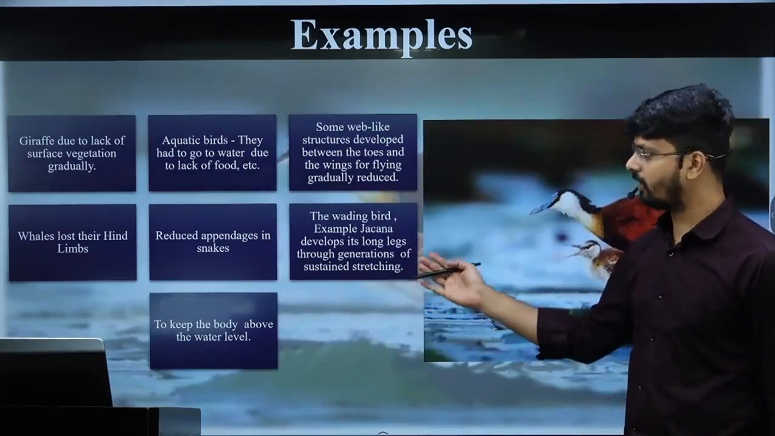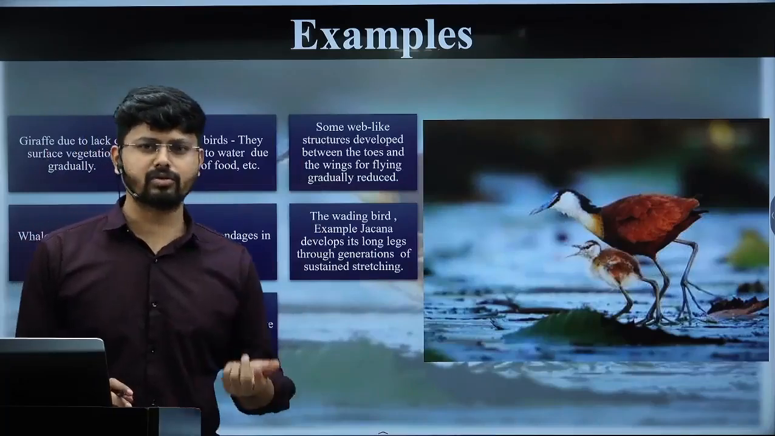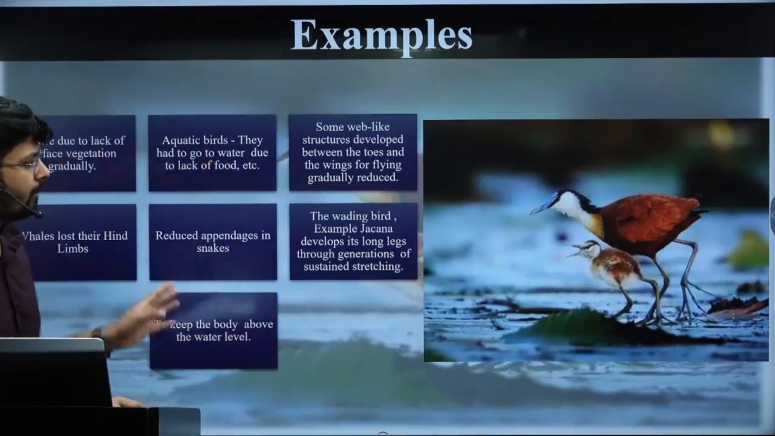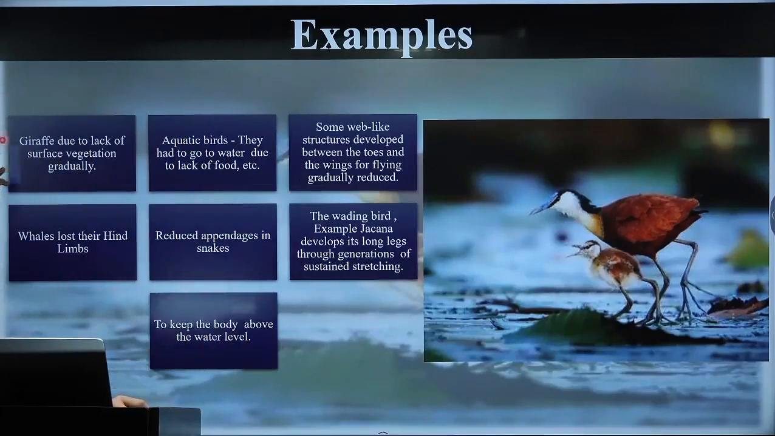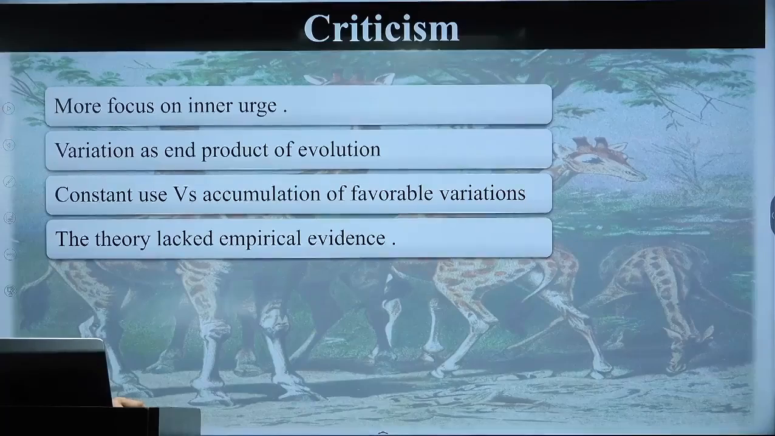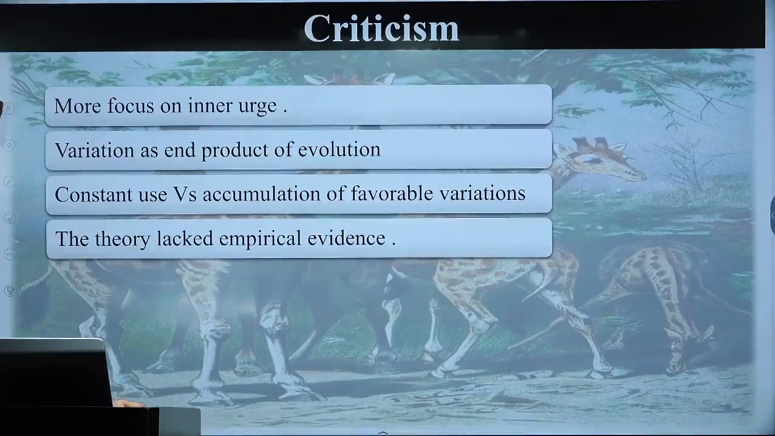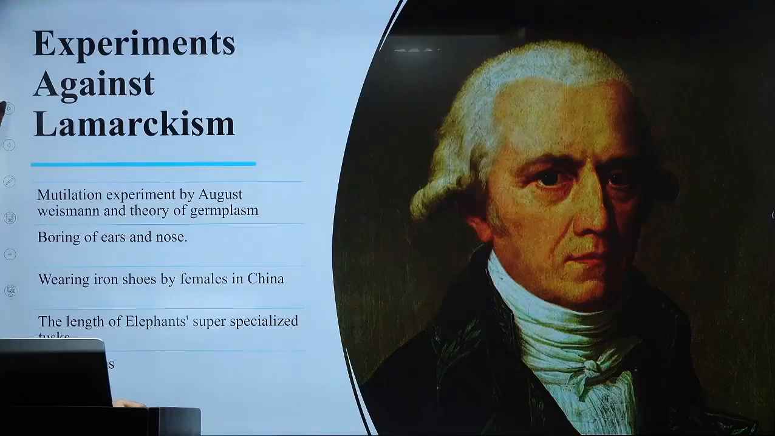There are other examples also. If you want, you can note them down. We have already discussed two examples, one for use and the other for disuse. That would be sufficient, but if you want more, you can make note of it. These are the postulates. Criticism. I've already told you August Weismann's experiment, and these are theories against.